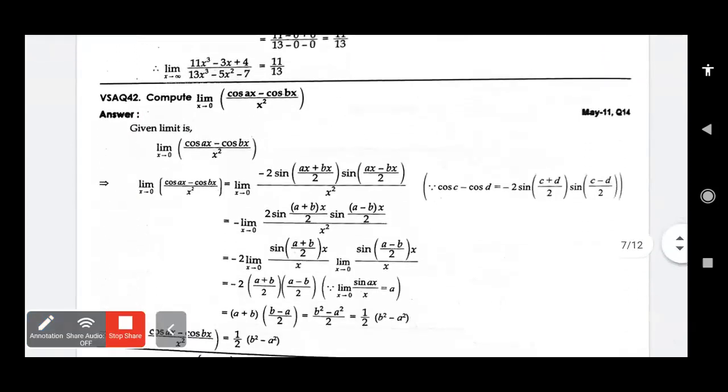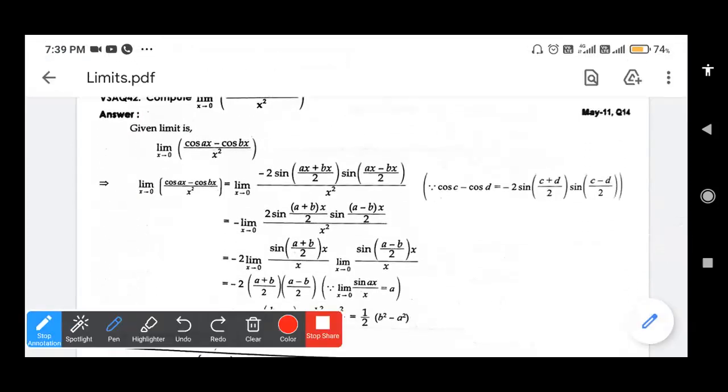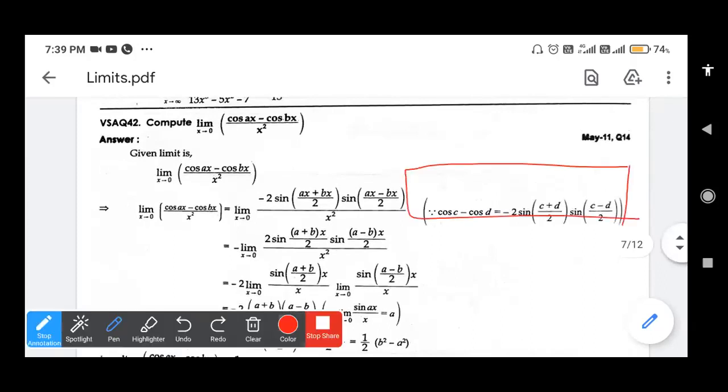Now to solve this question, you have to use trigonometric formulas. Okay. So what is the question? Limit x tends to 0 of (cos ax minus cos bx) by x square. This is given to us.